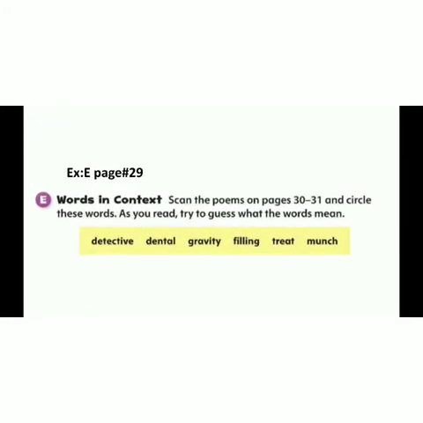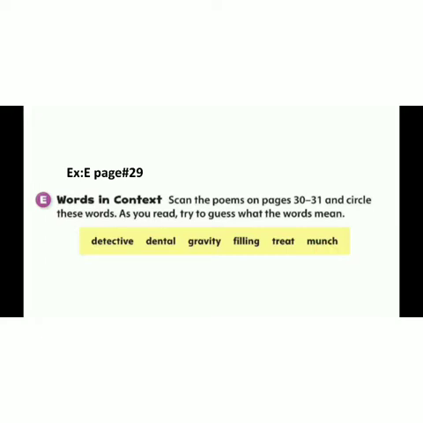Let's move forward. Open up your books. Come to page number 29. There is exercise A that says words in context. Scan the poems on page number 30, 31 and circle these words. As you read, try to guess what the words mean. So we are given 6 words: detective, dental, gravity, filling, treat, munch.